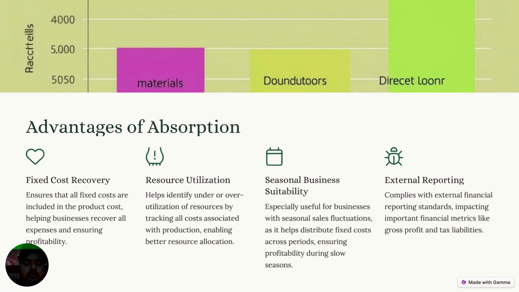Second one is resource utilization. Absorption costing helps to identify underutilization of resources by tracking all the costs associated with production and enabling better resource allocation. Third one is seasonal business stability, especially useful for businesses with seasonal sales fluctuation, as it helps distribute fixed cost across periods, ensuring profitability during the slow season.